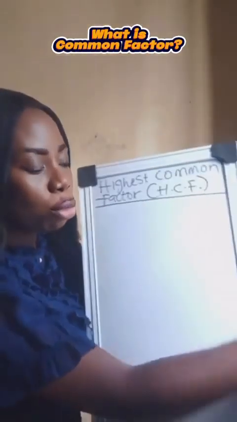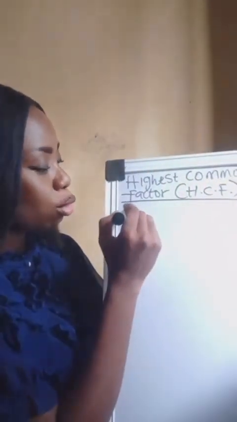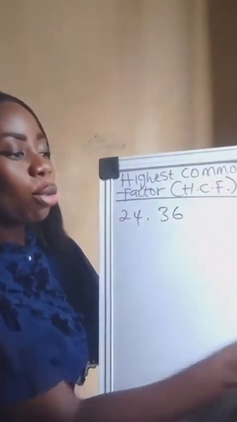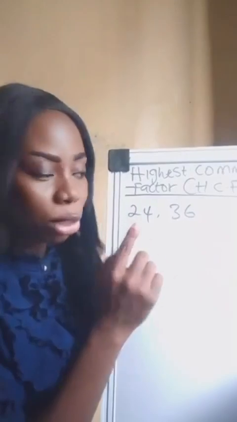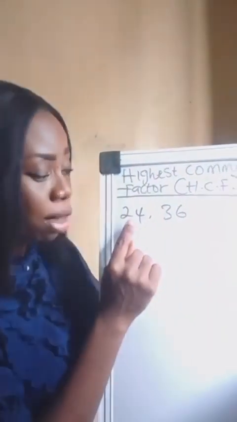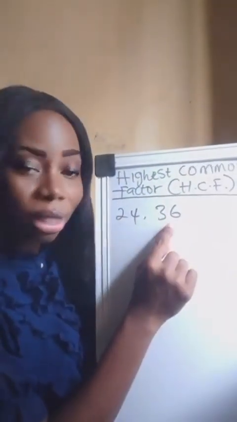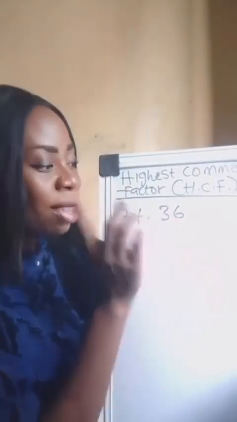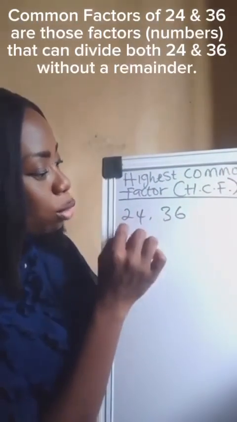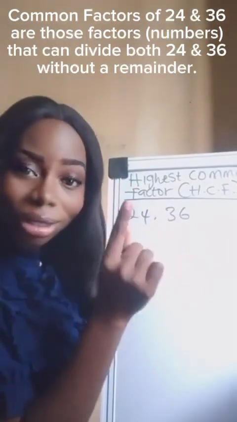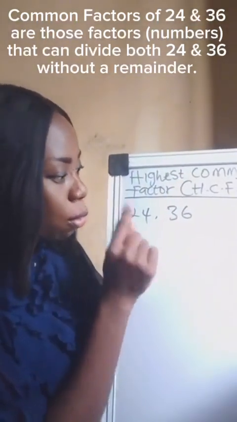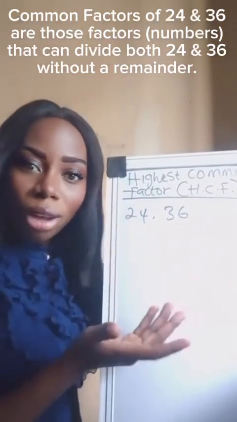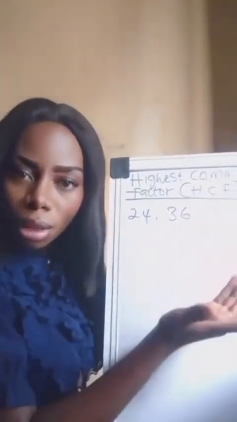Now, you may be given two numbers. For instance, let's say 24 and 36. The factors of 24 are those numbers that can divide 24 without a remainder. The factors of 36 are those numbers that can divide 36 without a remainder. Common factors between 24 and 36 are those factors that can divide both 24 and 36 without a remainder. That's what we mean by common factor, the factor that is common between them.